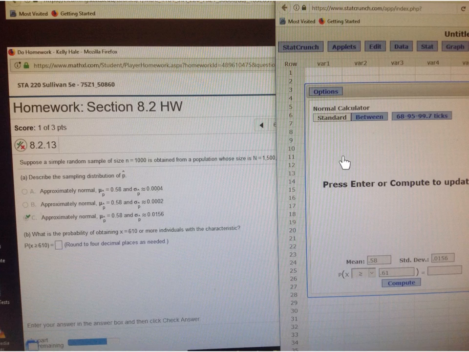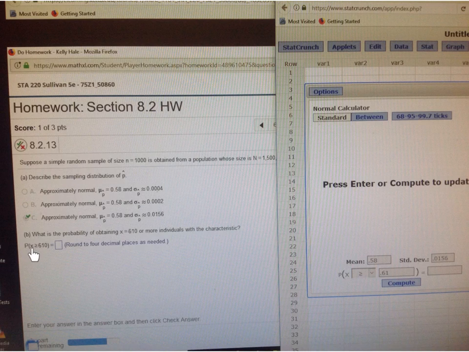I have StatCrunch here. If you choose Stat, Calculators, and the normal calculator, that's what I've chosen to use here. Now in this answer, the first part of the question, you've already answered it. The mean for this sample proportion is 0.58. I entered that here. The standard deviation for this sample proportion is 0.0156, and I entered that here.